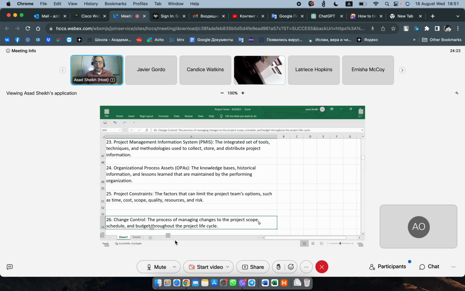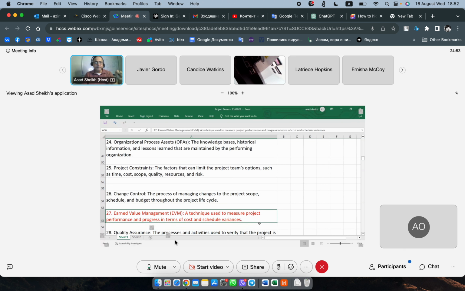Project constraints. What is a project constraint? We talked about that, something that limits the project team's options, such as time, costs, scope, quality, resources, risk. All of these can be your project constraints. So if there's a question about constraints and they give you a bunch of answers and say which one is a constraint, if you see time, cost, scope, quality, resources in that answer, that's a constraint.